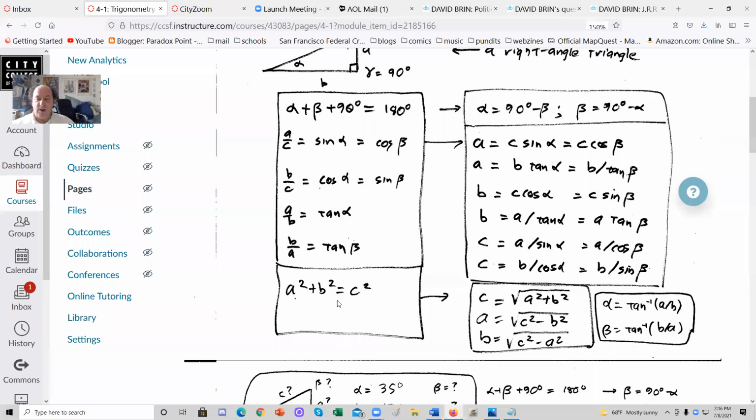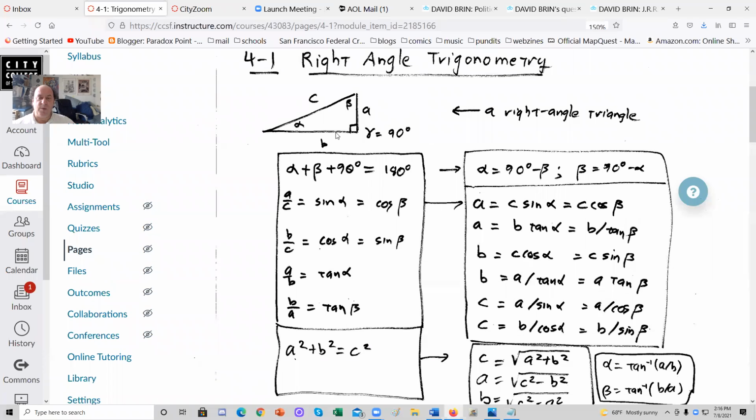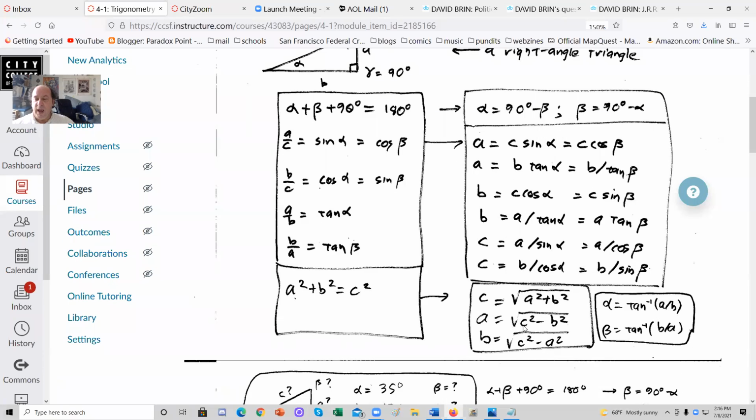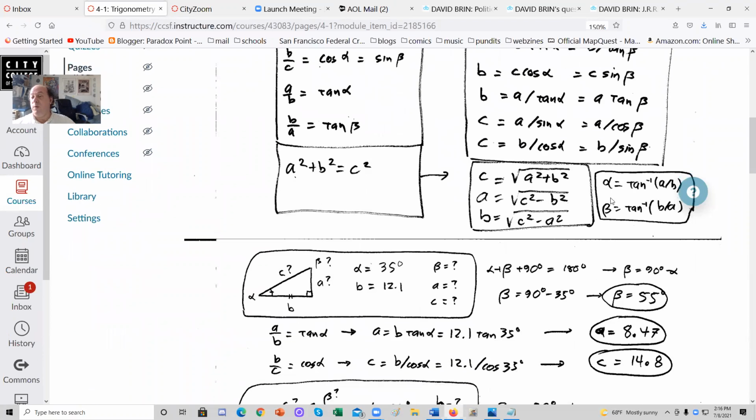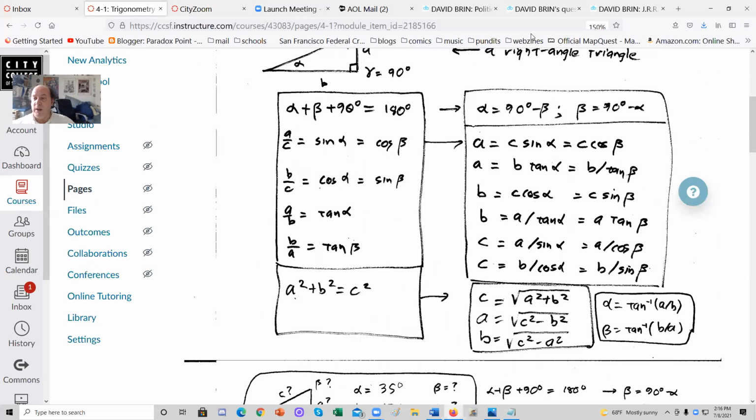We also have the Pythagorean relation that a squared plus b squared equals c squared. Therefore, c is the square root of a squared plus b squared. A is the square root of c squared minus b squared, and b is the square root of c squared minus a squared. We can also, from the definition of tangent, if tan alpha equals a over b, then alpha is arctangent a over b. And if b over a is tan beta, then beta is arctangent of b over a. Of course, given one of alpha and beta, you can find the other because they're complementary.